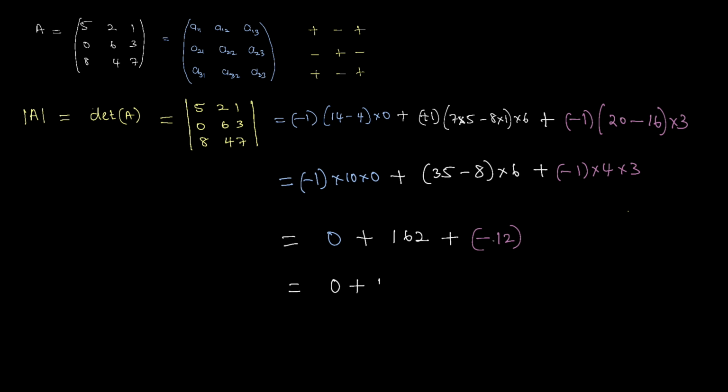0 plus 162 minus 12, and that is 150. The determinant of A, which can be written as det of A in brackets, is 150. We could try another example.